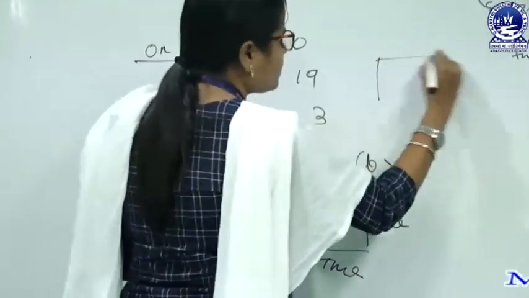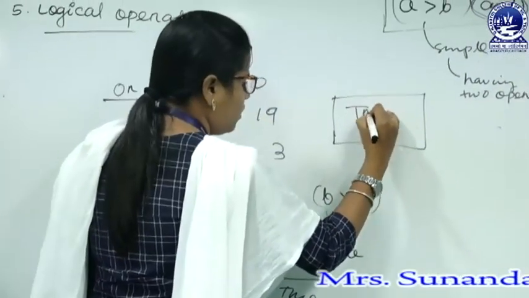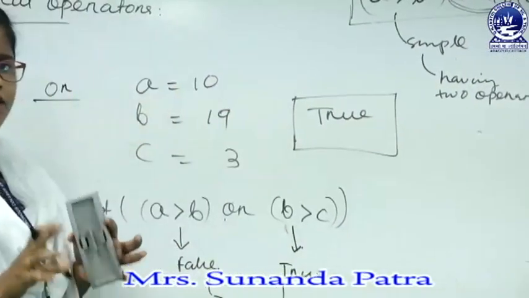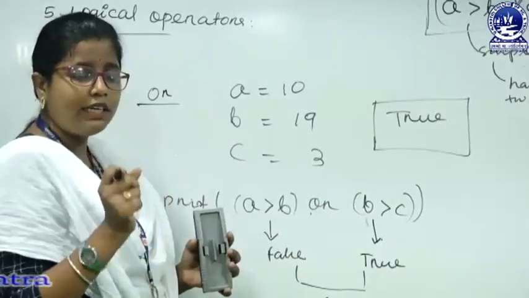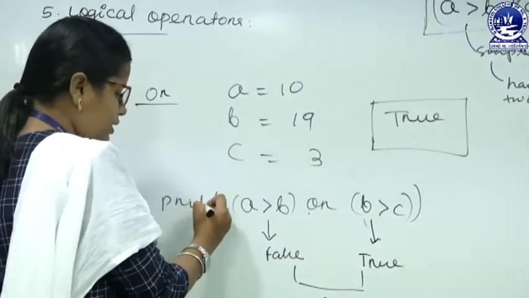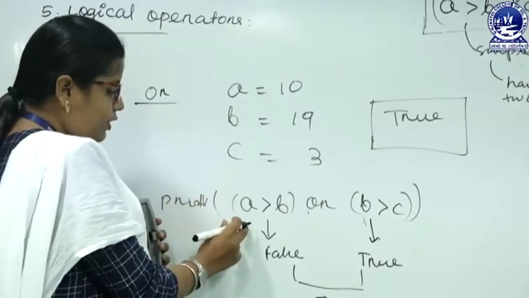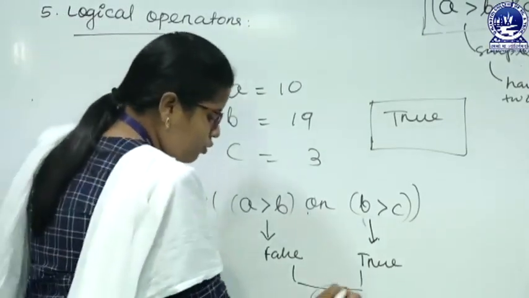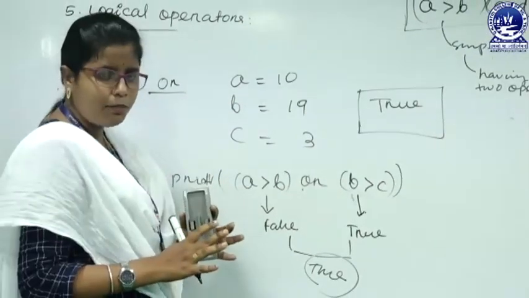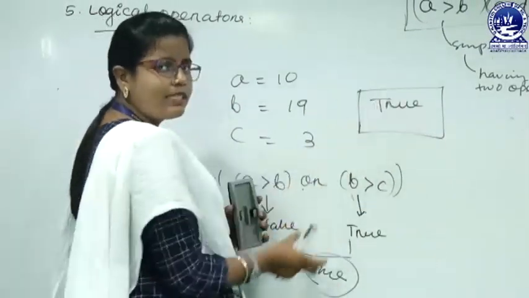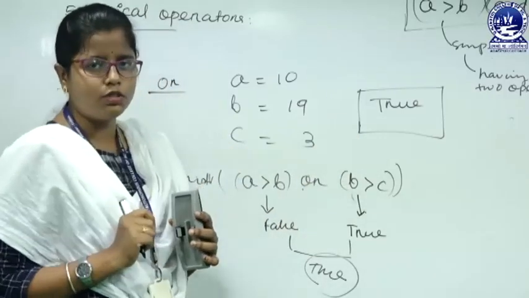So, in the output screen, true will be printed. As true is a Boolean literal, we can print it directly. But in C, if I am using a printf statement here, then it will print 1, because true means the value 1. But in Python, true means true. The same will be printed on my output screen.